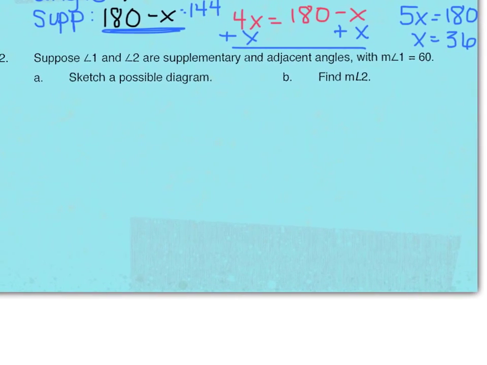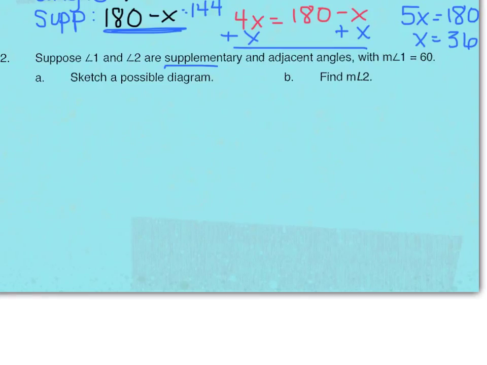Okay, suppose 1 and 2 are supplementary and adjacent. Hey, there's a name for that. What do I call it if they're supplementary and adjacent? That's right, linear pair. A possible diagram. If they're adjacent and supplementary, they must make a straight line, right? So there they are, supplementary because they make a straight line, and adjacent because they share this side in the middle. Angle 1 is 60 degrees.